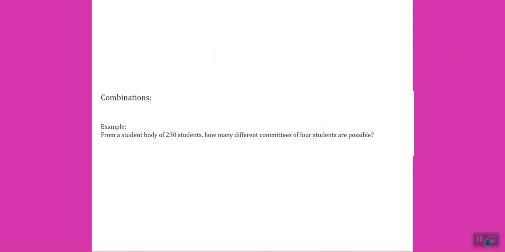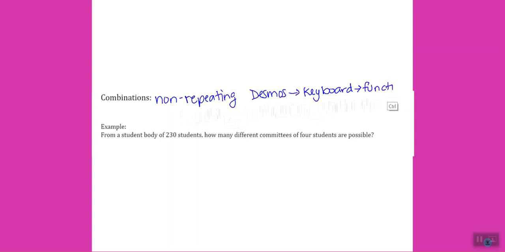For combinations, we are just going to worry about when they are non-repeating. And again, we're going to go to Desmos. We're going to go to the keyboard. We're going to the Functions button. Then to the Stats tab, but this time we're going to choose NCR.